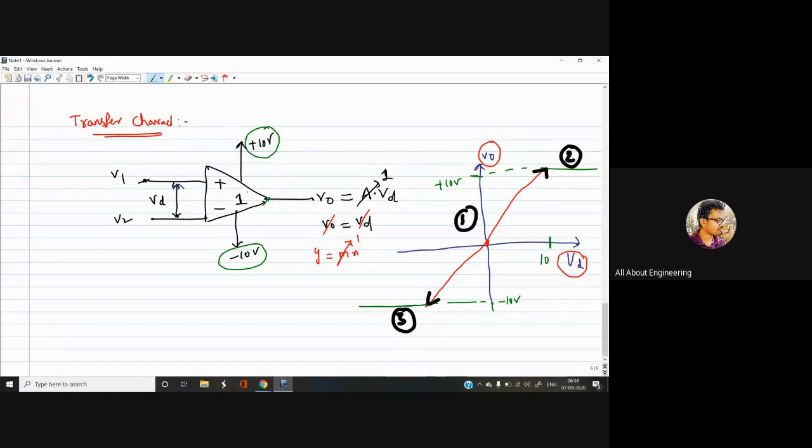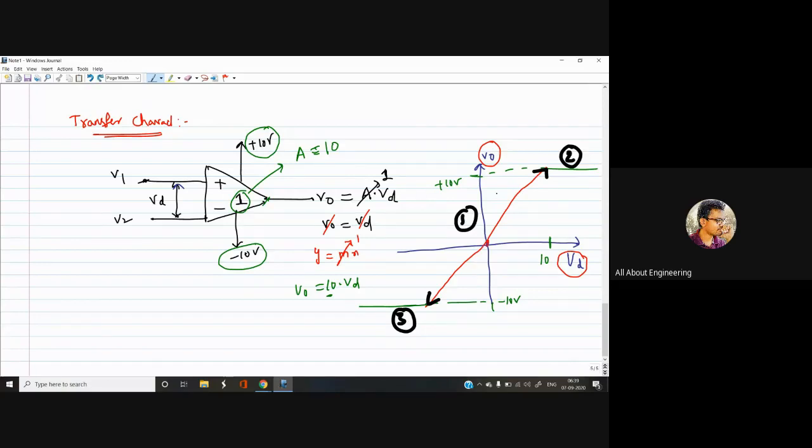Now if I increase this gain, instead of A equal to 1, I am increasing the gain to 10. So the same amplifier, the same characteristic, other characteristics remain the same, but the gain is increased to 10. Now the same output equation will be V out equal to 10 times VD. As the slope is increased, the characteristics would be somewhat like this. Let me take a black color to draw this.